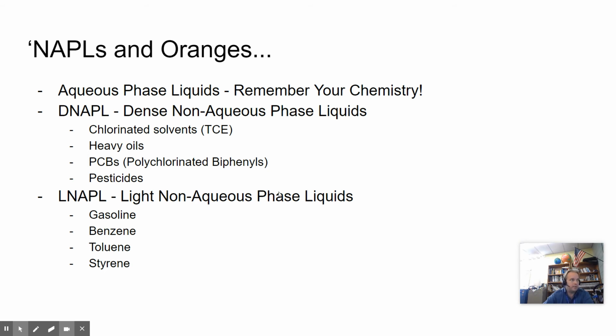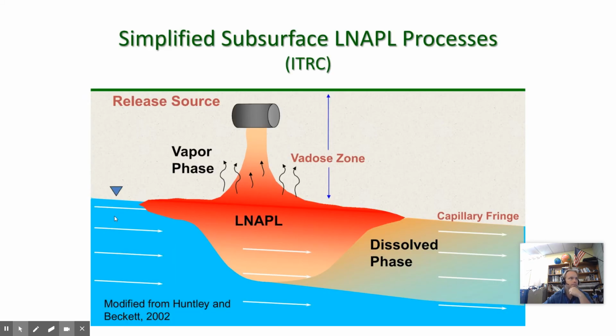Light non-aqueous phase liquids are things like gasoline that sit on top of the aquifer, and when those plumes spread out, they tend to spread out on top of the aquifer instead. Some of these are miscible, some are less miscible than others in terms of how they mix with the water. So here's a simplified subsurface LNAPL process.